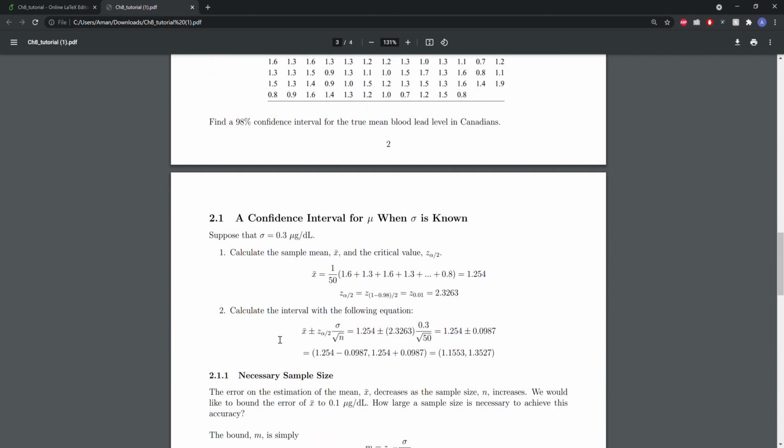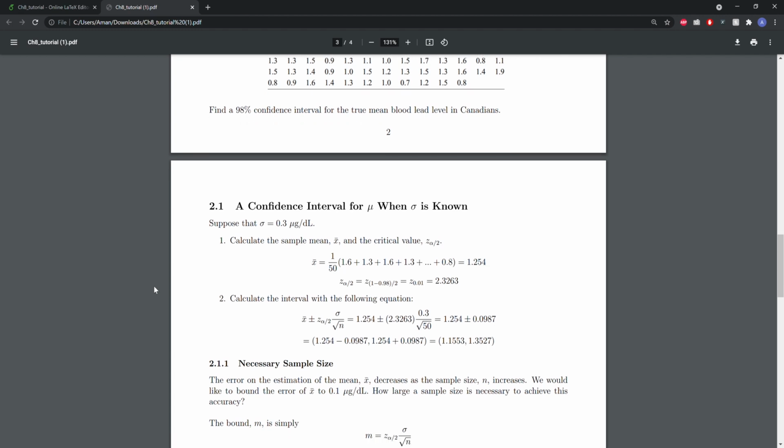There are several ways to calculate a confidence interval given the kind of information that you know. The first way that I'm going to go over is calculating the confidence interval for mu, the true mean blood lead level in Canadians, when sigma, the population standard deviation, is known. So let's suppose sigma equals 0.3 micrograms per deciliter. The first thing you want to do is calculate the sample mean and the critical value, which in this case comes from the normal distribution and is denoted by Z.